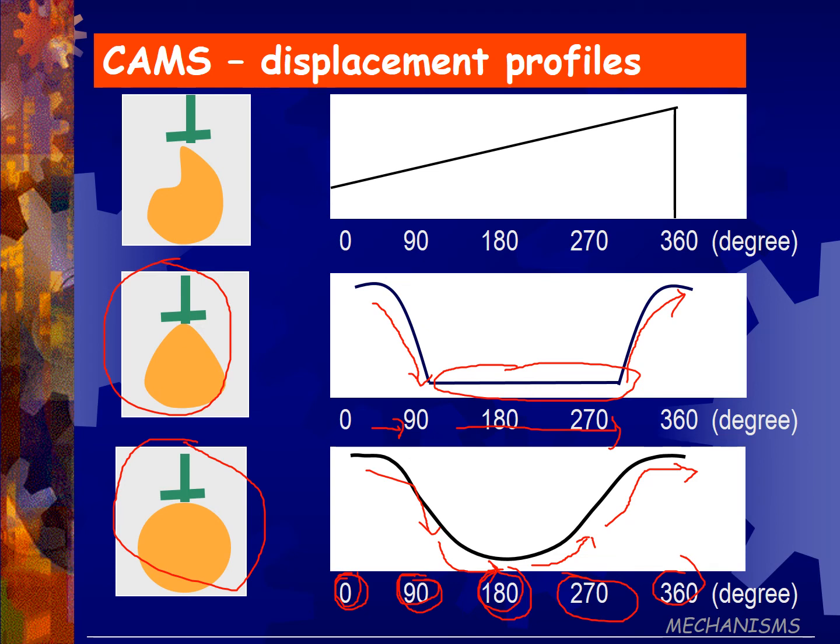Last but not least, let's look at the snail-shaped cam. It is always moving until it reaches a certain point, then it will start to drop down. This indicates a sudden drop. So that's how the follower will behave on a snail-shaped cam.